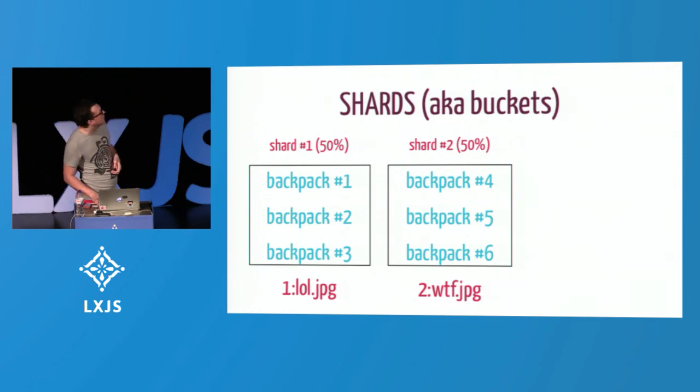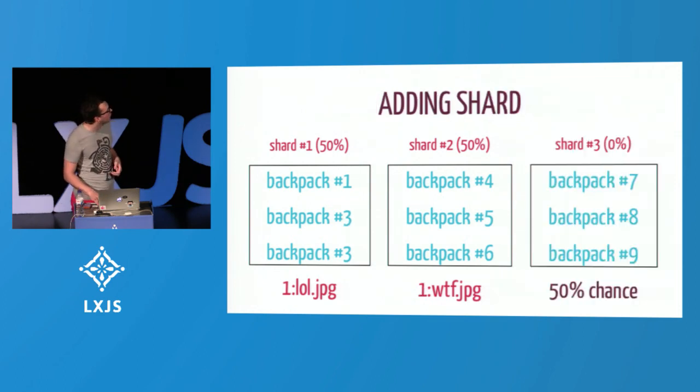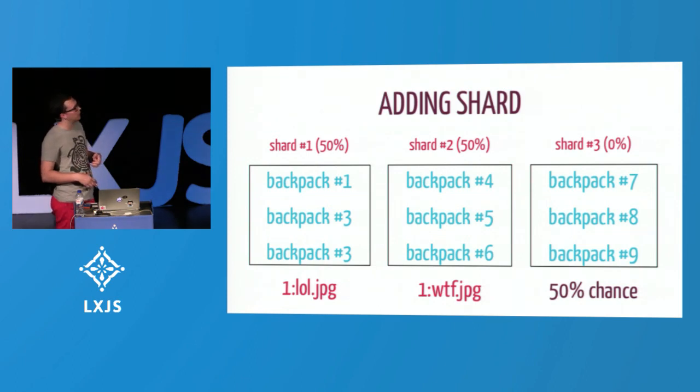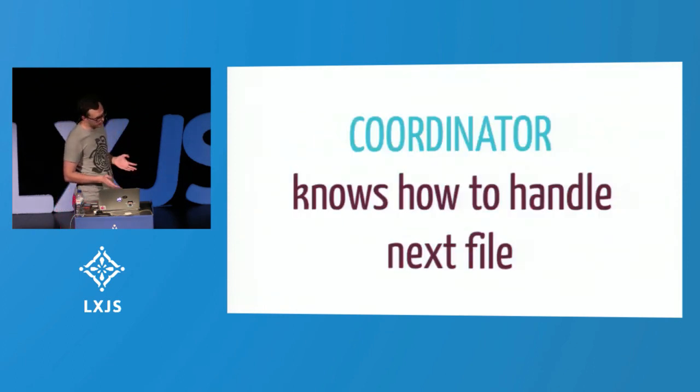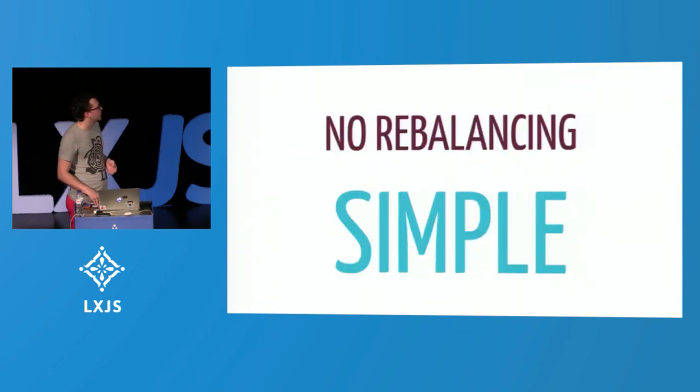And we save the actual photo name and shard number in a single string to retrieve this later. And you probably notice empty space on the right. So let's add 1 more shard. This shard is empty, so it has 50% chance to save new photos. If you want to save the next photo, you have 50% chance to save it on this shard. And eventually, every shard will have the same used capacity. So the coordinator actually knows how to handle the next files this way. And there's no rebalancing. It's simple.